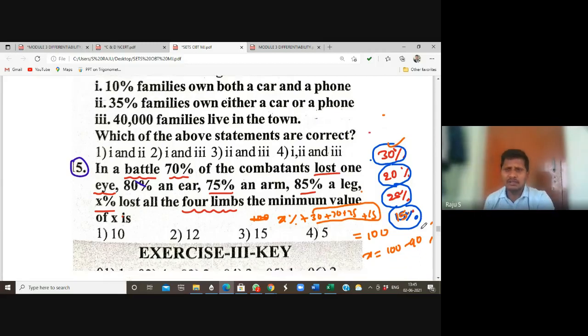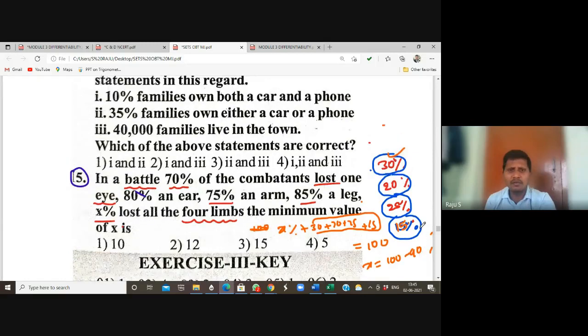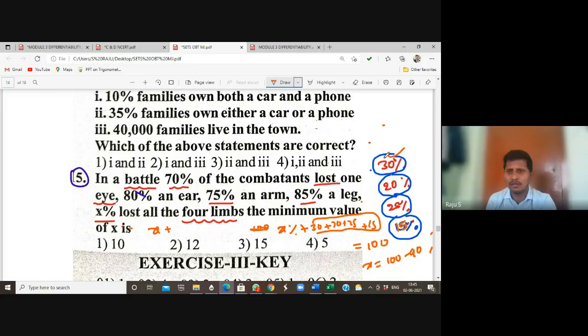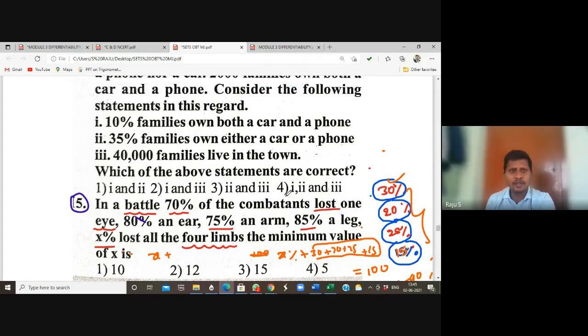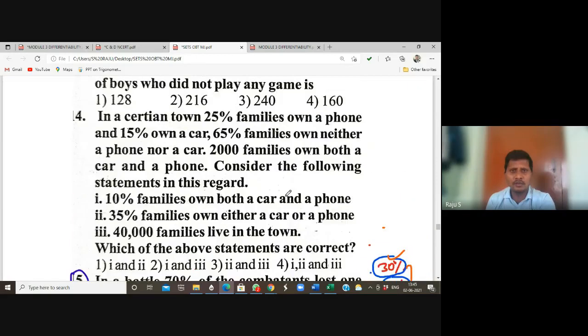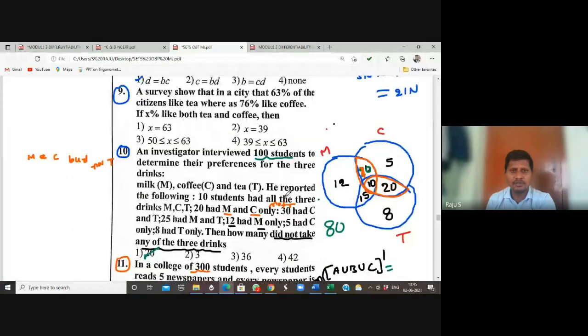So they'll give a logical question, 100% right. If you're adding X plus all four, then adding all the rest of the percentage to X plus all this percentage, then it is clearly equal to 100. Okay, and let us go for the previous questions.